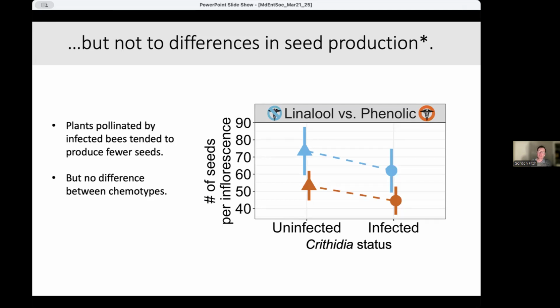Although this is in itself a cool finding because we haven't been able to document before that infection actually has a negative impact on the plants that are being pollinated. But still, it was kind of disappointing to not see a difference between the chemotypes.